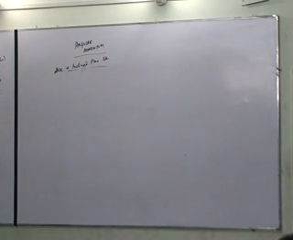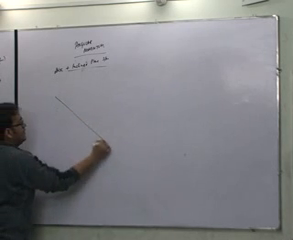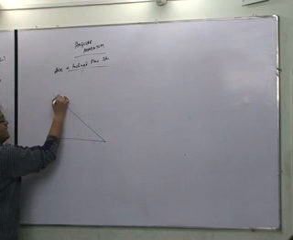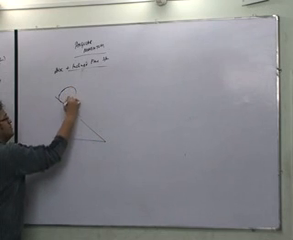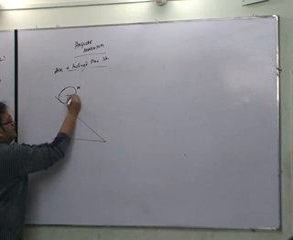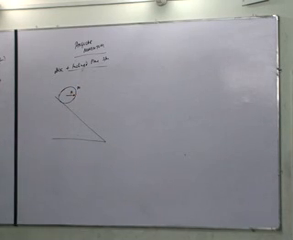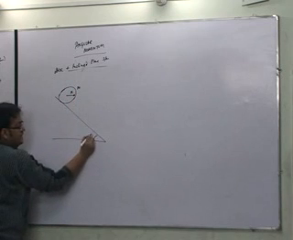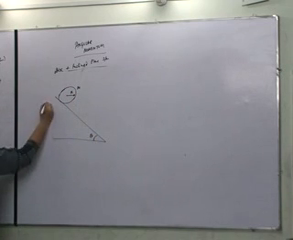Over here, let's consider that the disk is released from rest on an inclined plane. This can be assumed to be of mass m, radius r. It is released from rest on an inclined plane. The angle of incline is theta. Let's assume this height is h.